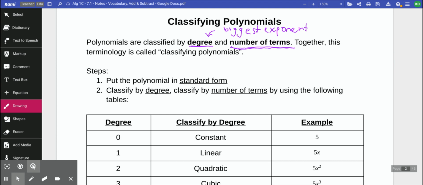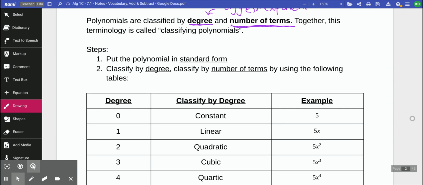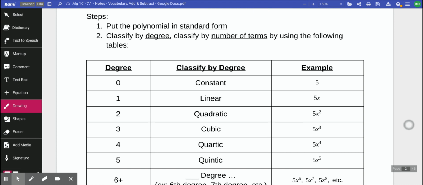And then you're going to classify by degree and classify by number of terms by using these two tables. We always classify by degree first and then the number of terms. It'll kind of flow together like an adjective noun, so like the first one talks about the second one. So it'll make a little bit of sense when you say it.